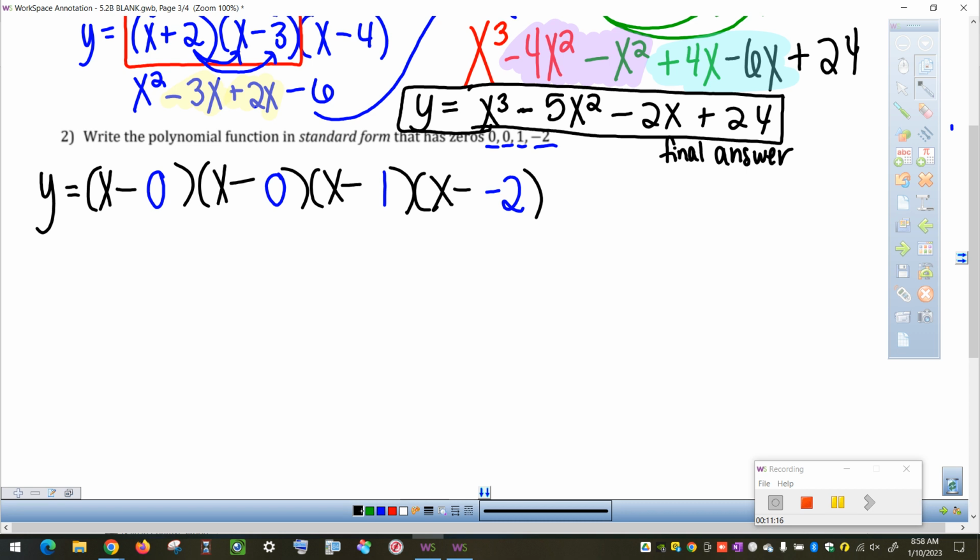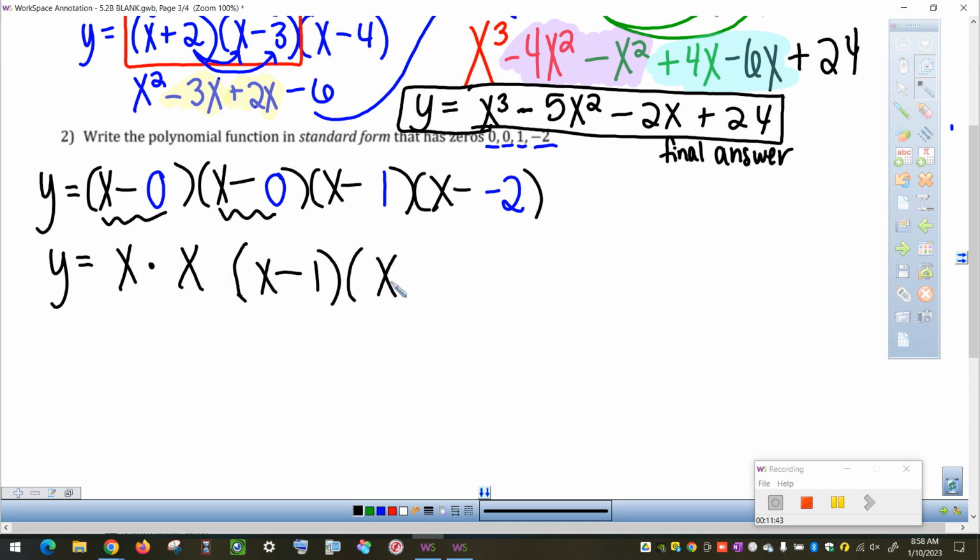Now we get to rewrite this and make it look a little simpler. So for example, the first piece here, x minus 0, that's just the same thing as x. So this is actually just x. And the next one here is also x. Now I still want to show that they're being multiplied together, so I'm going to use a little multiplication sign. My x minus 1 is fine. Let's change this to x plus 2, because we're subtracting a negative.